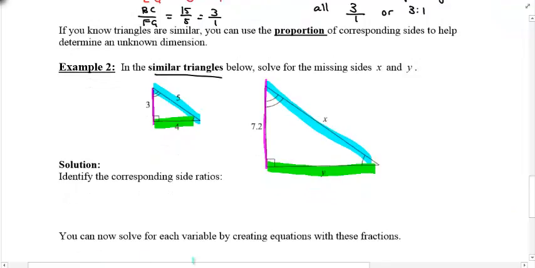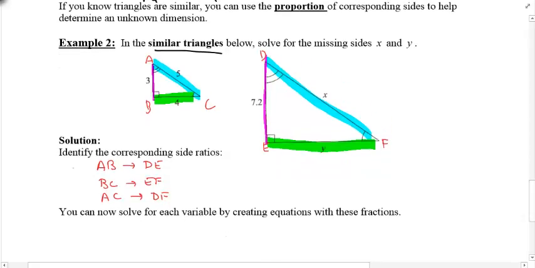So it says identify the corresponding side ratios. I just did that. I did it in colors this time, okay? If you want to use letters, sure. You can call this A, B, C, and D, E, F, whatever you wish. And what I've just told you is AB corresponds with DE. And I said BC corresponds with EF. And I said AC corresponds with DF. Okay? And now it says you can solve for each variable by creating equations with these fractions.